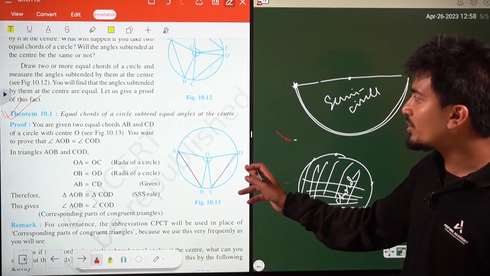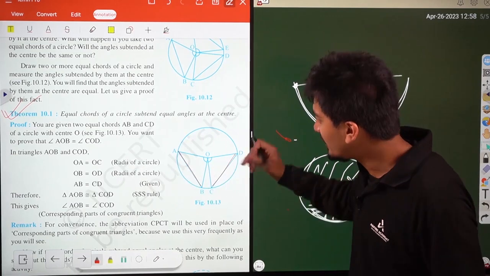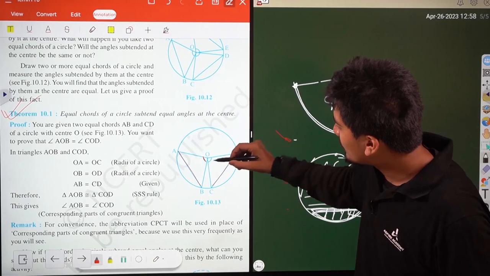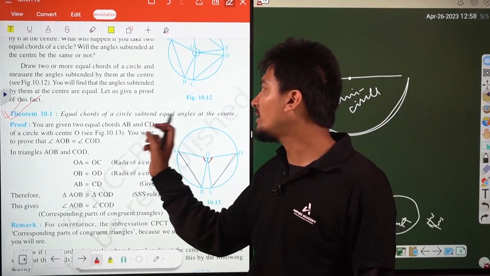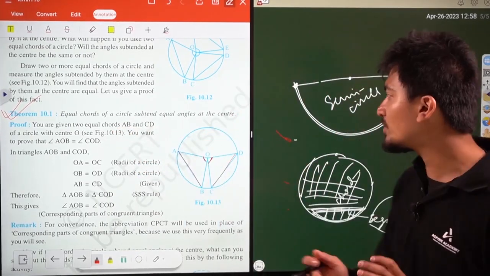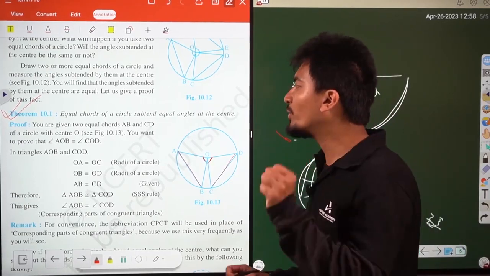Now what we need to show? We need to show that this angle AOB is equal to angle COD. That means the angles subtended by equal chords of a circle are equal. That means this angle and this angle are always the same. We need to prove this.